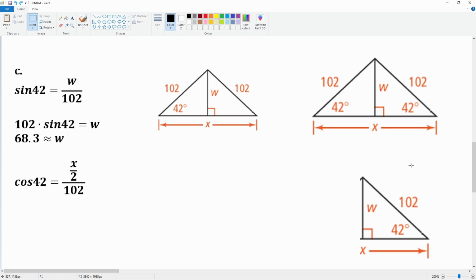My hypotenuse is 102. Multiply 102 to both sides. Then I get 102 times cosine 42 is equal to x over 2. Multiply both sides by 2 because I'm trying to get x alone. I get 151.6 approximately, which is my x.